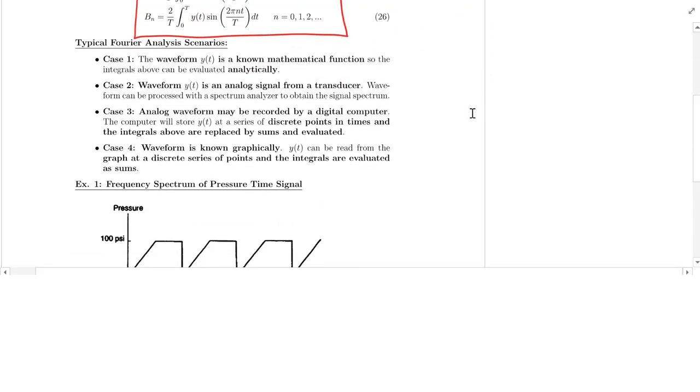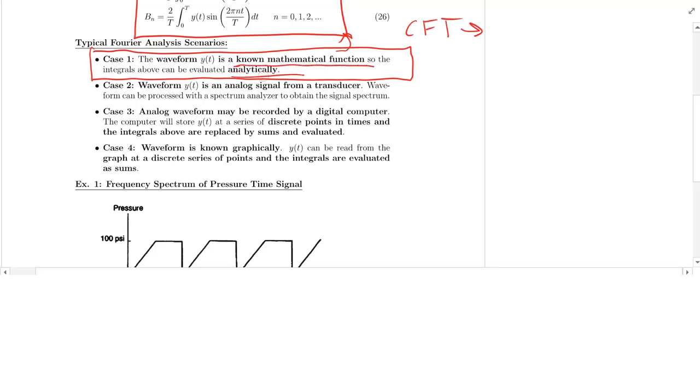So when you're analyzing Fourier signals, these are kind of four common scenarios, but really we want to break it down. Case 1 is where we're going to perform this analysis up here, and this type of analysis is called the continuous Fourier transform. We can only perform a continuous Fourier transform when we know the mathematical function, when we know the algebraic form. So if I know my signal is y equals 10x, I could use CFT. For these other cases, we're going to have to use DFT.